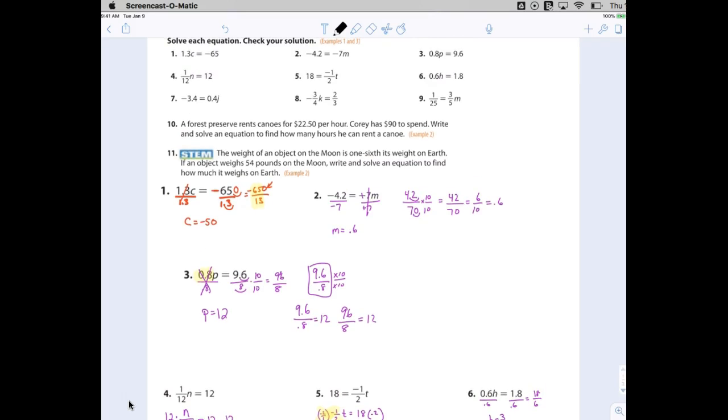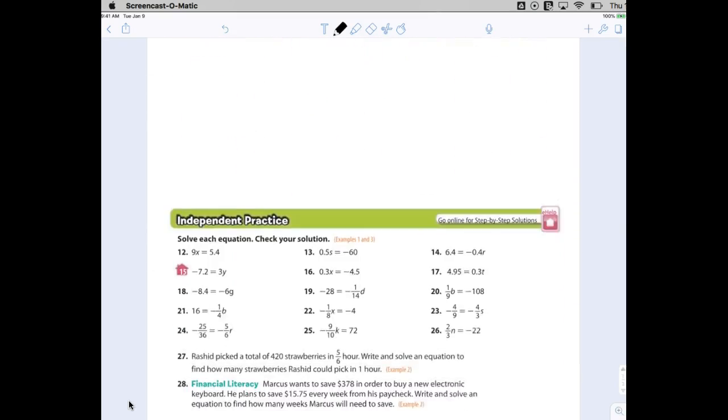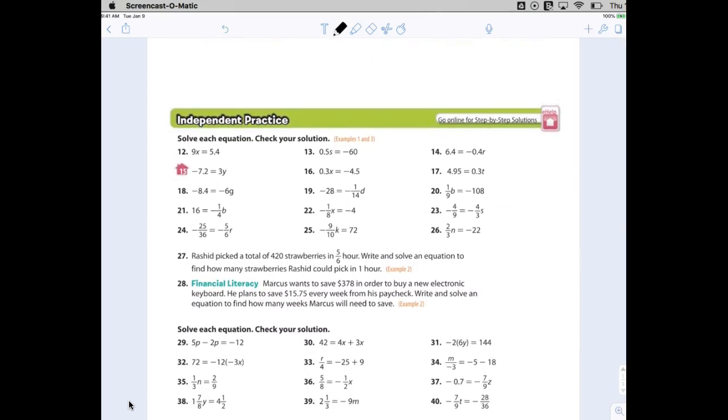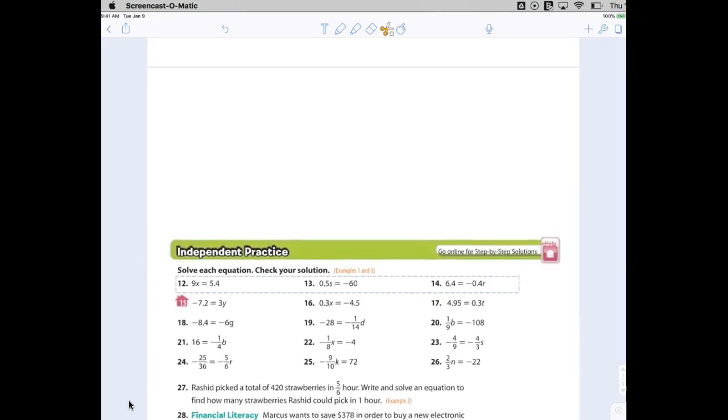I don't really care about the word problems right now. We'll come back and do all the word problems. So 10, 11. All right, now let's do 12, 13, 14 together. Should be a little bit better now.